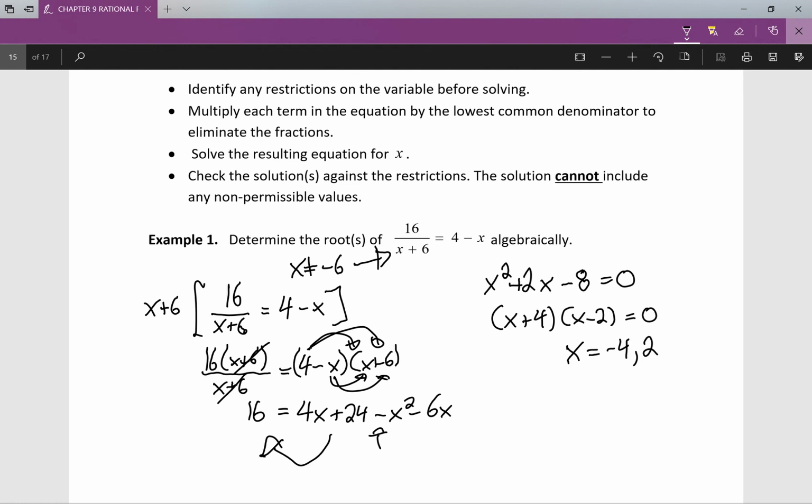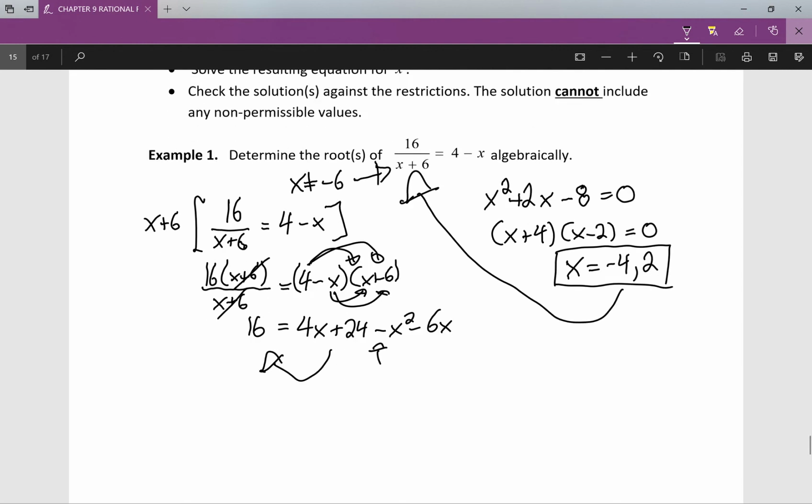Now, one thing that I want to bring up is we need to look and make sure that I don't contradict or have any non-permissible values in there, and it turns out that I don't. Thus, this is going to be our solution.